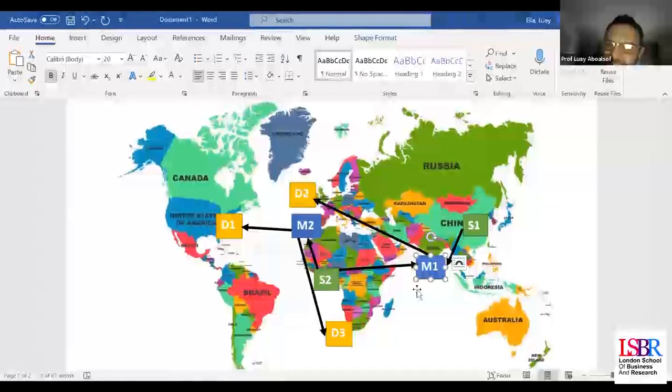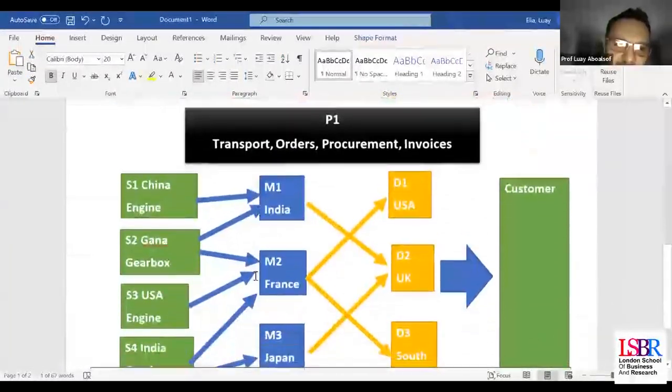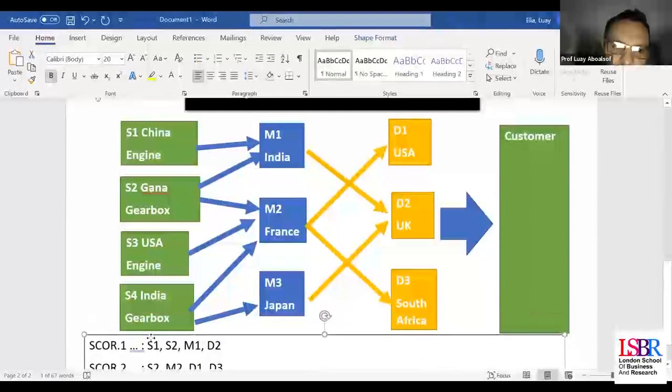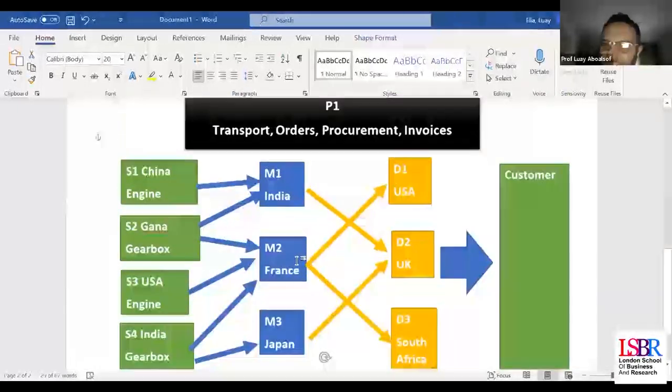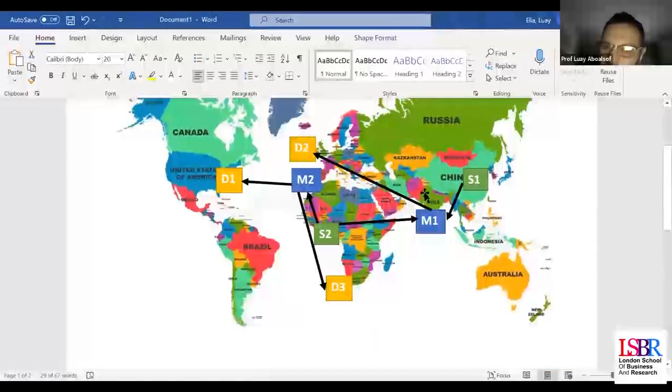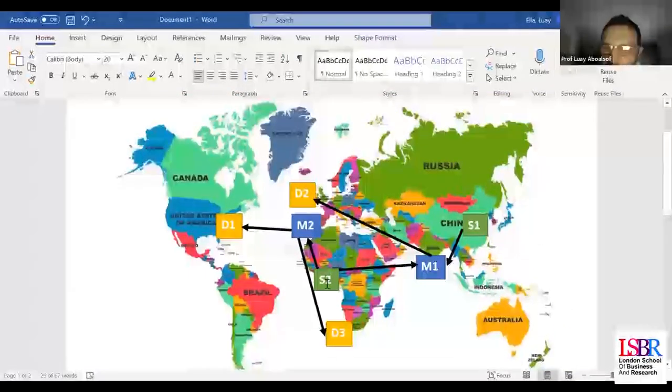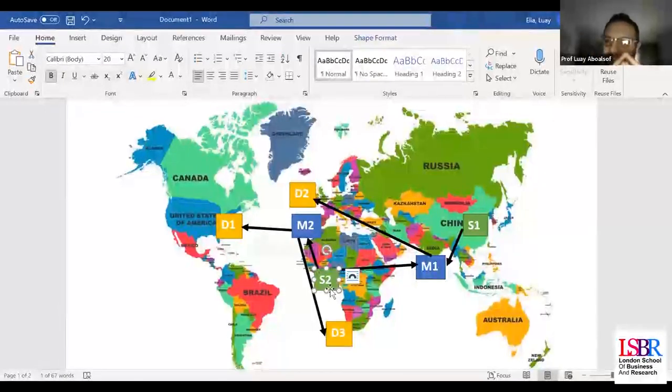You might say, I have another manufacturer of gearboxes, S4, already in India. Why don't I get the gearboxes from S4 in India rather than having gearboxes all the way from Ghana? And that's how people start to manage their overall global mapping process: make sure a car or a sandwich or any service is delivered in the most cost-effective and efficient way. How? By managing the global map.